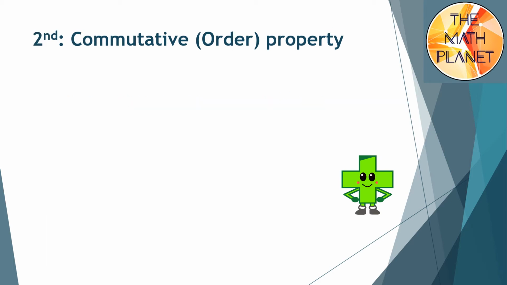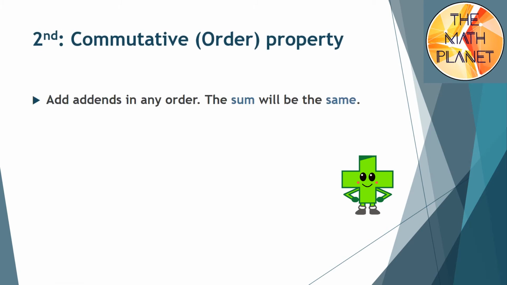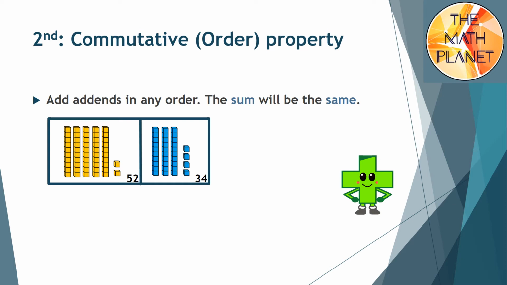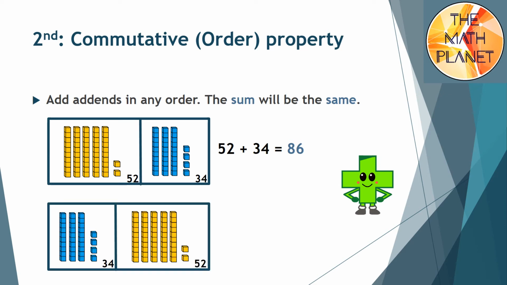The second addition property is the commutative or order property. It states that you can add addends in any order and the sum will be the same. Let's take an example. If I have 52 and 34, I can add them and the sum will be 86. If I switch the order of addends by starting with 34 plus 52, I will still get the same sum, which is 86. So this means that switching the order of addends does not affect the sum.